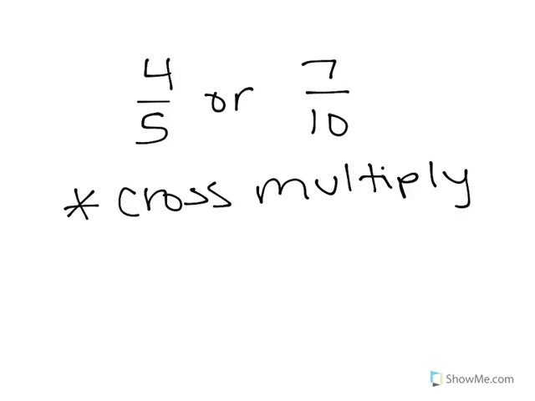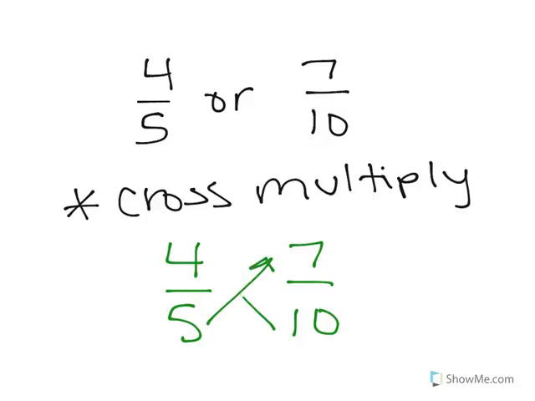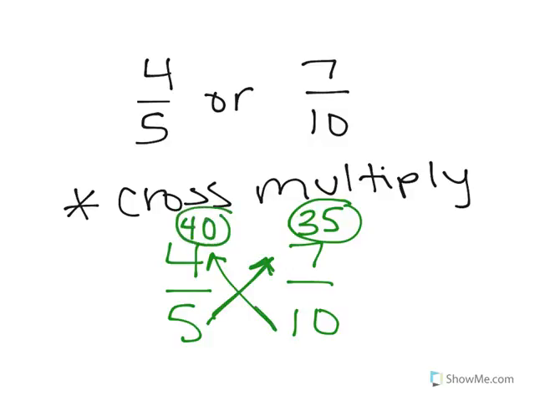The last method is the cross-multiplying method that we talked about. This is a little trick that a lot of students like. With 4/5 and 7/10, you just have to cross-multiply. So 7 times 5 is 35, and I put that number right on top of the 7. Then 4 times 10 is 40, and I put that number right on top of the 4. 40 is larger than 35, so 4/5 is larger than 7/10.